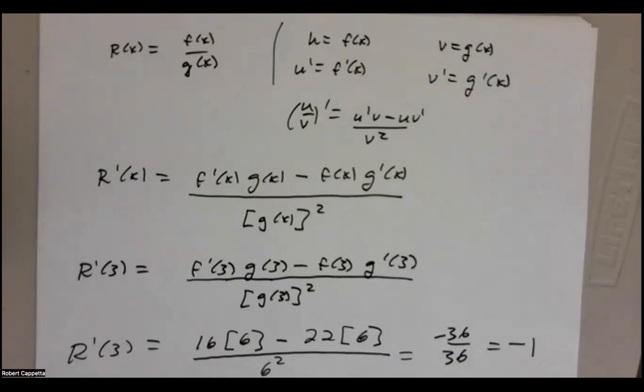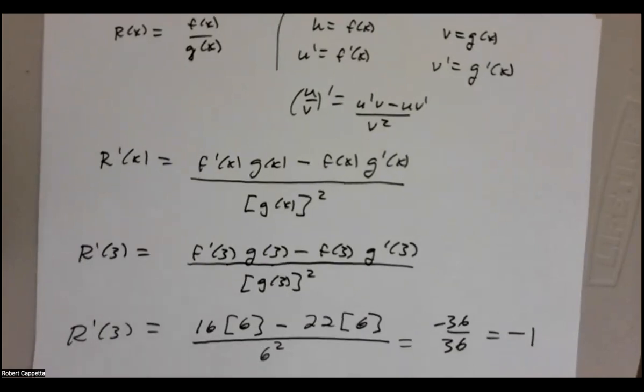Just going to check that to make sure I didn't make an arithmetic mistake. Yeah, that's good. All right, so again, that required us to use the quotient rule to work through that one. And now the last two in this problem are going to require the chain rule. So let's take a look.